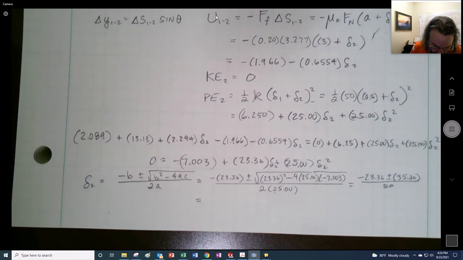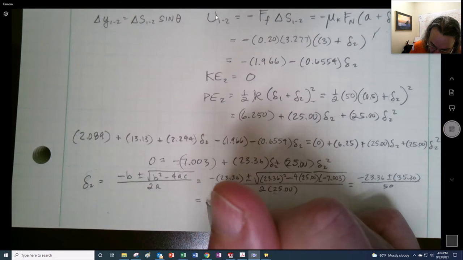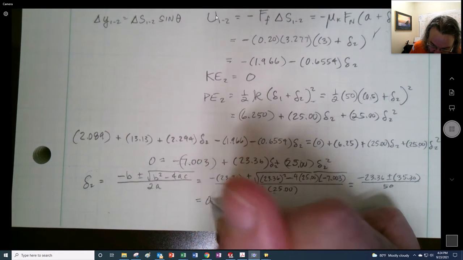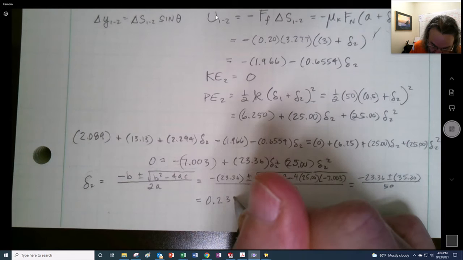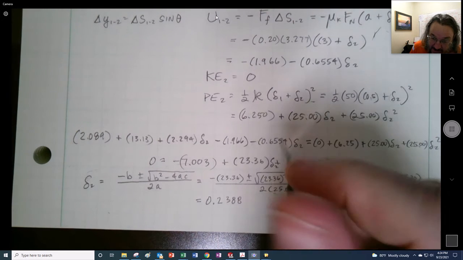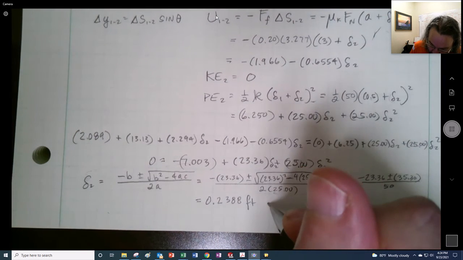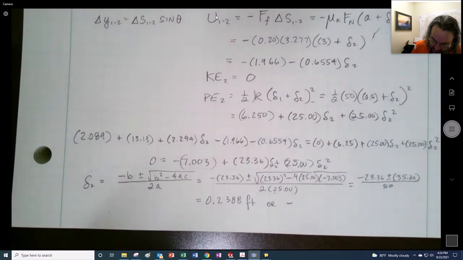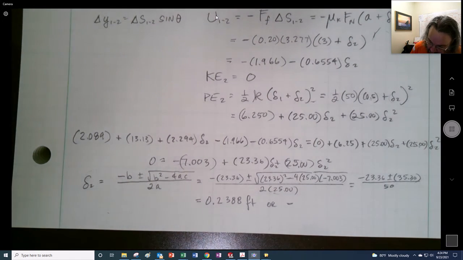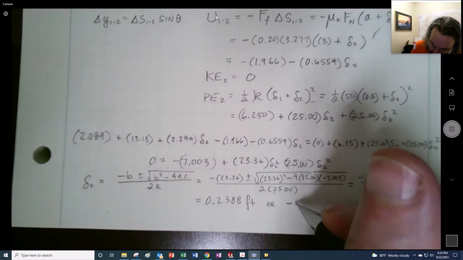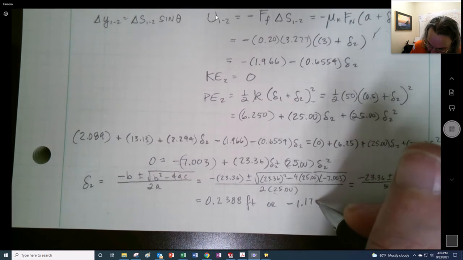35.30 and 23.36, subtract it out, divide it by 50. Yes. So this is the additional amount, 0.2388 feet, or negative, we'll write it down for the hell of it, 35.30, and I'm going to divide by 50. We'll get a negative 1.173 feet.